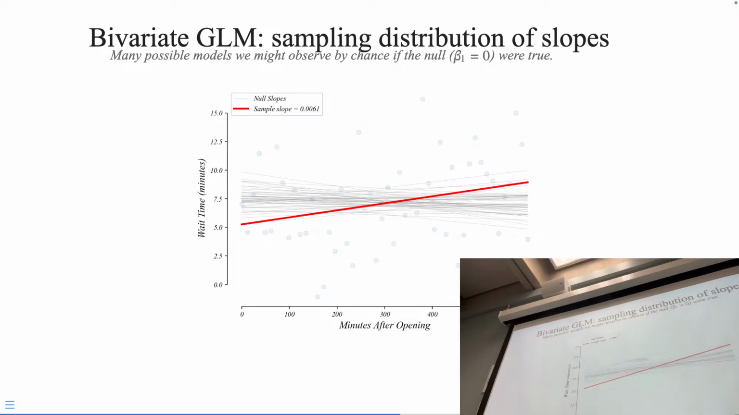And that's essentially what the p-value is quantifying. Under the null hypothesis, we'd expect to see slopes that look like this. But what we're actually seeing is this red one. And from this figure, I think it should communicate to you that it would be very surprising if we drew the red one from the pile of gray ones.